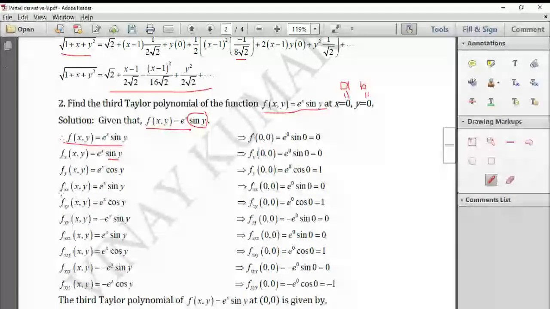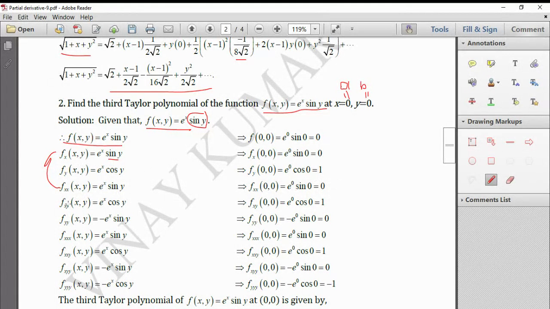Next, we need fxx. So differentiate fx again. When you are differentiating with respect to x, your y is constant. So sine y is constant. Derivative of e to the power of x is e to the power of x. Then we need fxx at 0, 0. So put x equal to 0 and y equal to 0, you'll get 0.